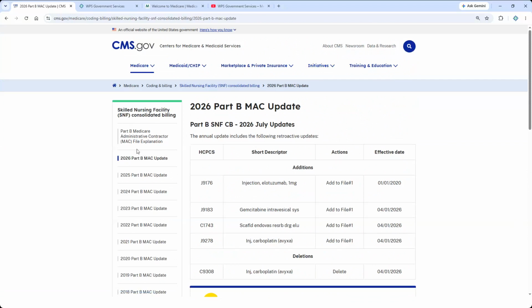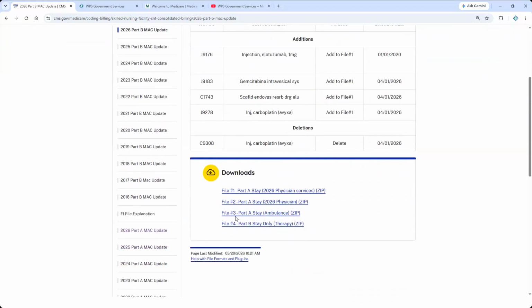Now I did open the Part B files up on the top, so let's just scroll down briefly. There are 4 files. Part B, professional services never ever billable to the SNF, skilled nursing facility. So if these are professional services, why aren't they billed to a facility? Because they're exactly by definition that, a professional service.